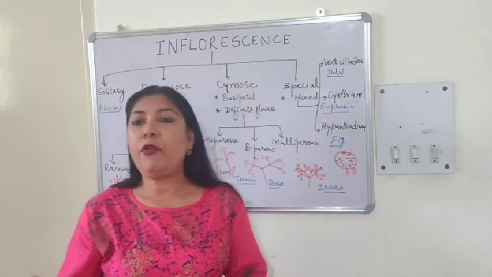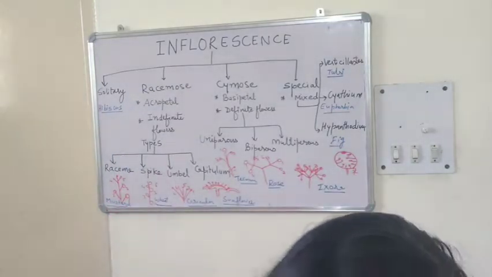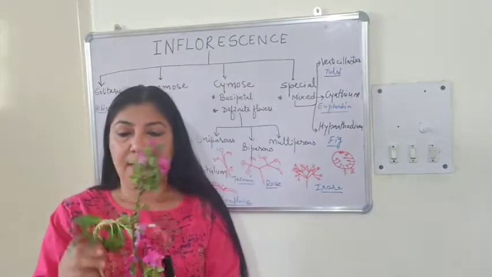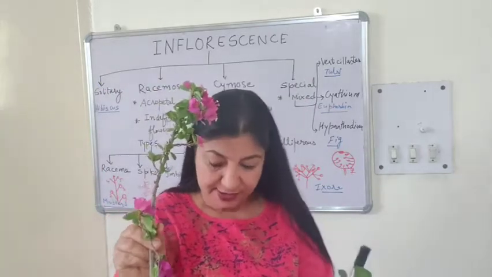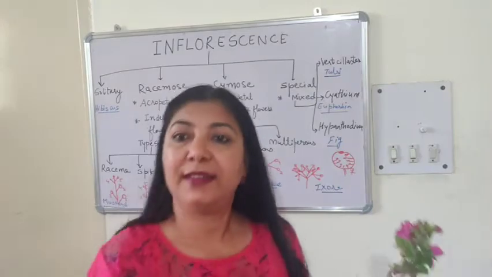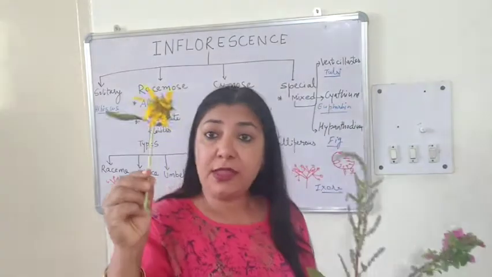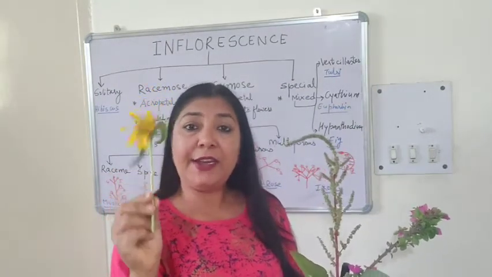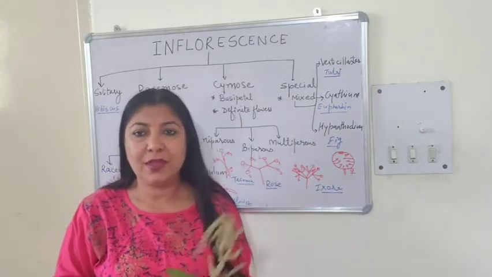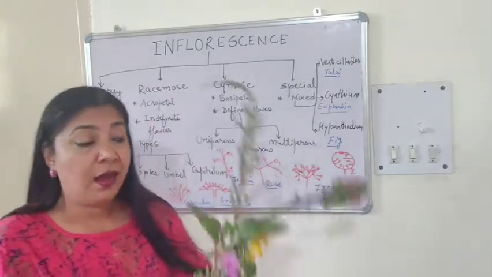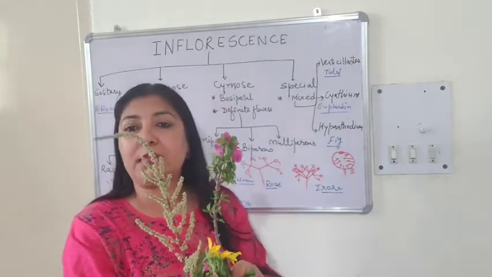Today's topic is inflorescence. Before going into the details of the topic, let me show you some inflorescence. This is one inflorescence. This is another inflorescence. This is another inflorescence. And even this sunflower is also an inflorescence. So what does it mean? Inflorescence means arrangement of flowers on floral axis.